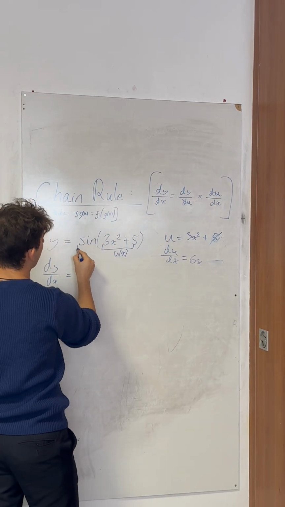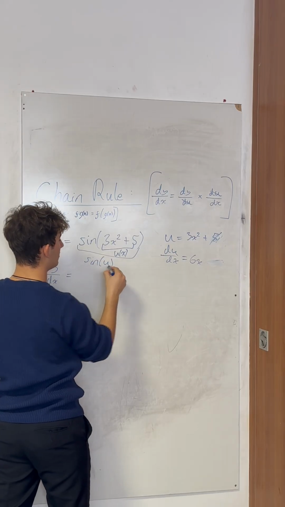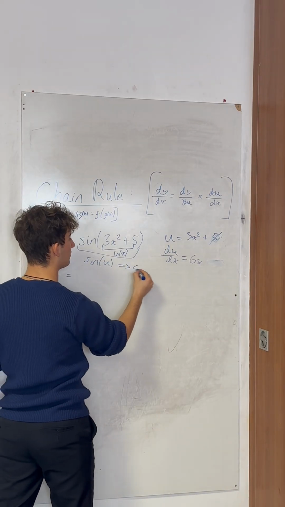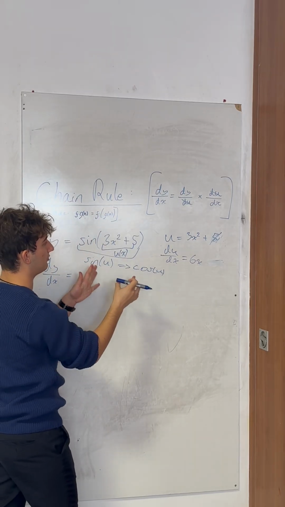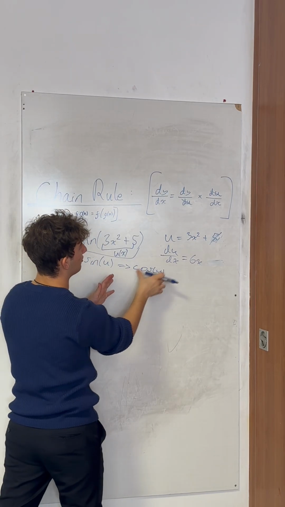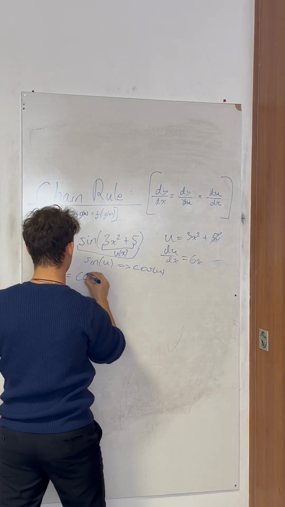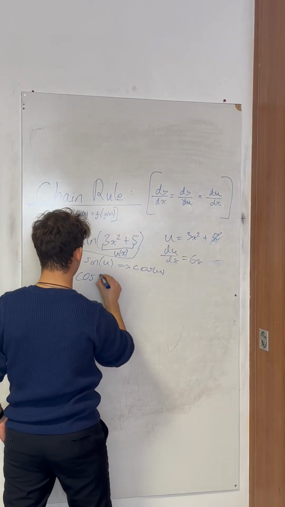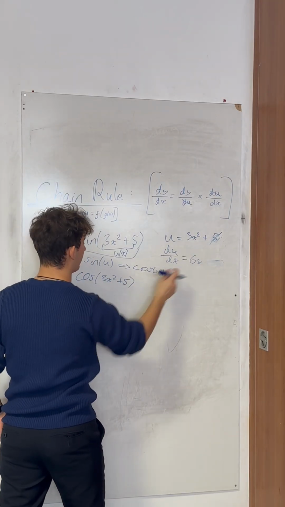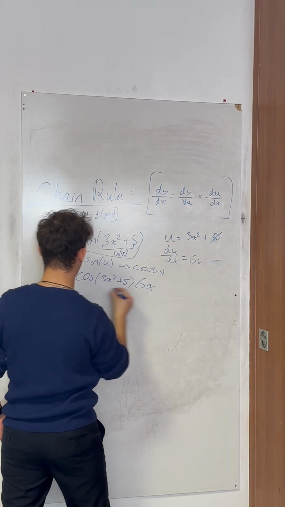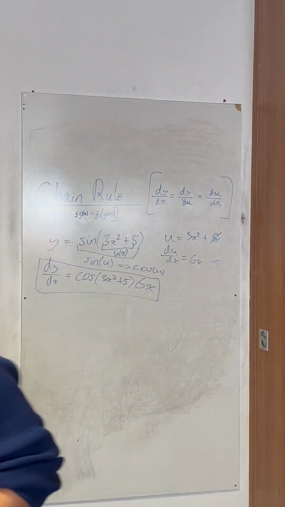Then we take our derivative of the whole thing, so this is now sine of u. Our derivative of that becomes cosine of u. And so now we put it all together. We take this, multiply it by that, and obviously substitute u back in. So it will be cosine of this part, 3x squared plus 5, and multiply it by this, which is 6x. That's our derivative.